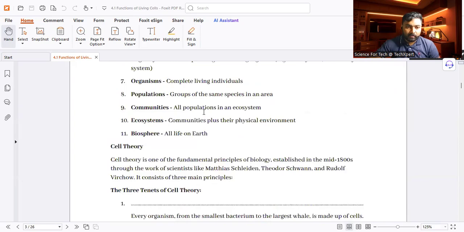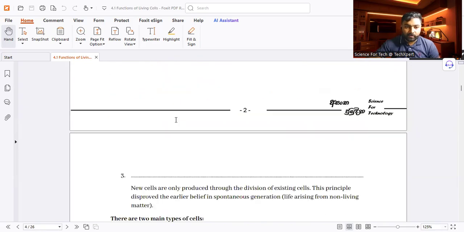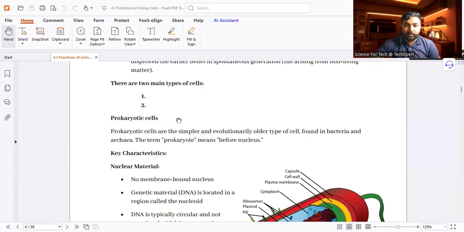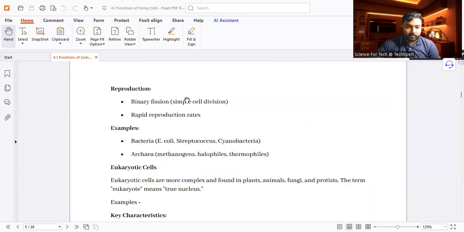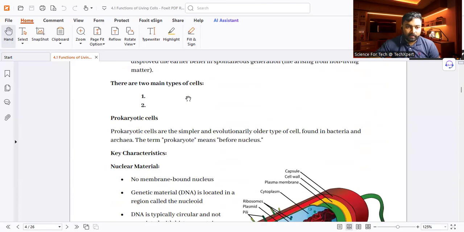And then we moved to the cell theory. There are three pillars of cell theory, and we talked about them. Then we moved to the main types of cells. We categorized the cells into prokaryotic cells and eukaryotic cells. I told you this is the important part: prokaryotic cells and eukaryotic cells.